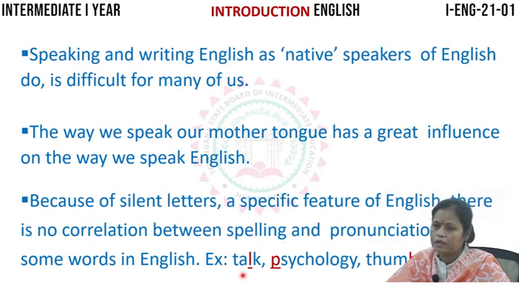For example, talk, psychology, thumb. Here, in T-A-L-K, we won't pronounce L. It is only talk. In the next word, psychology, we are not pronouncing P. In thumb, we are not pronouncing B. So these letters which are not pronounced are called silent letters. This is a special feature present in the English language. Because of that, sometimes we face difficulty in pronunciation and writing spellings.